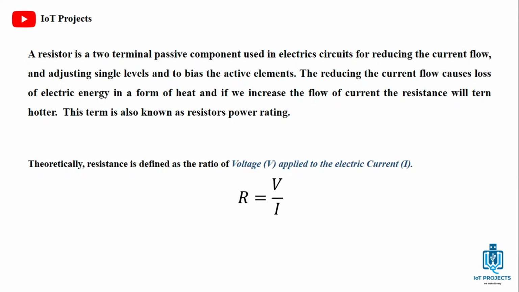Using Ohm's law, the resistance of any component is defined as the ratio of voltage applied to the electric current. The theoretical formula of resistance is shown. Ohm's law states that for many conductors of electricity, the electric current which will flow through them is directly proportional to the voltage applied to them.